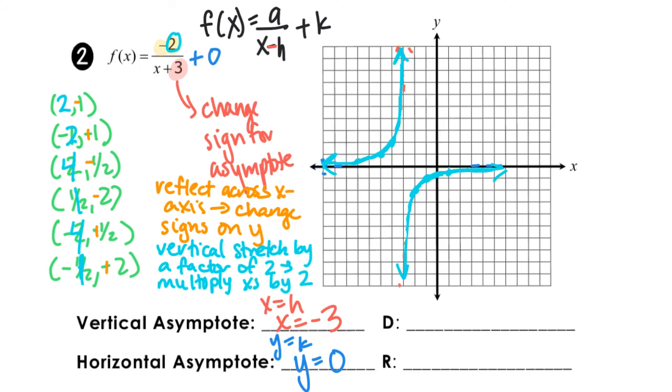Now remember, your domain still correlates with your x asymptote, or your vertical asymptote. So it's all x's such that x cannot equal negative 3. And your horizontal asymptote still correlates with your range. So it's all y's such that y cannot equal 0.